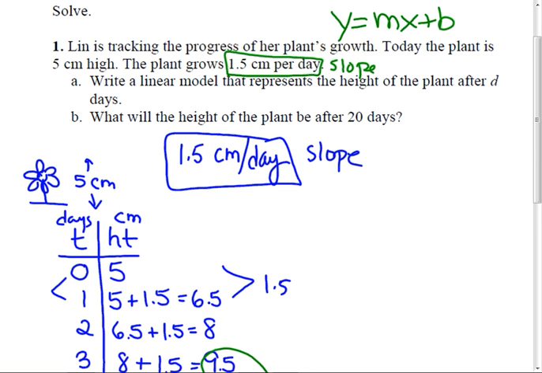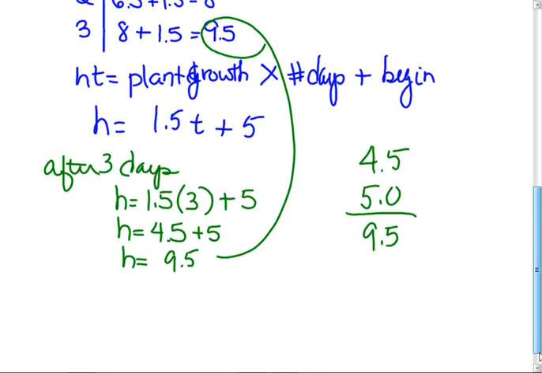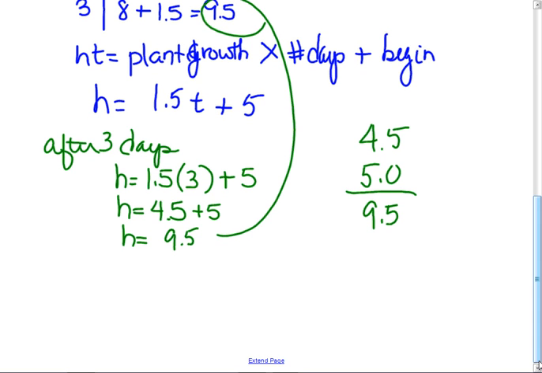So what will the height of the plant be after 20 days? What's going to be 20 down here in my equation? T or H? What will the height be after 20 days? Where are you going to put the 20 in, for T or for H? 20 days.